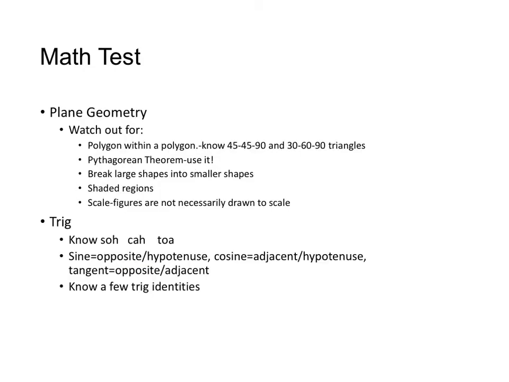The plane geometry of the test, make sure that you watch out for polygons within polygons. Make sure you know about 45-45-90 triangles and about 30-60-90 triangles. The Pythagorean theorem is something you should have in your pocket. Use it. Very important on the test. Break large shapes into smaller shapes. Look out for shaded regions in figures.